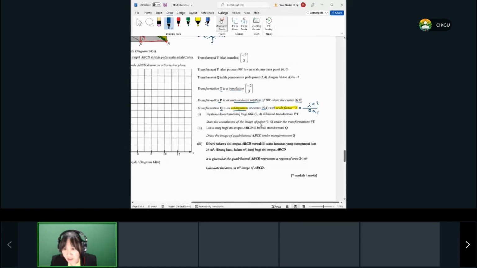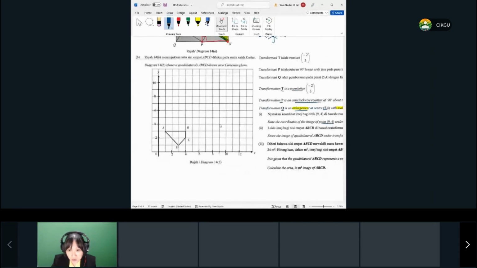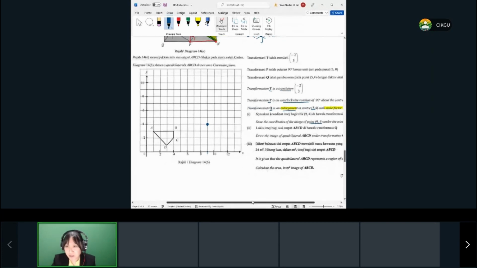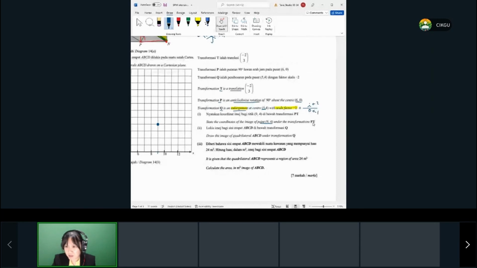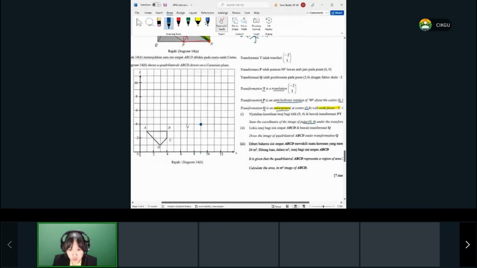State the coordinate of the image of point (9, 4). That means they want you to start from this point. Where is (9, 4)? Here. So start from that point. What do they want? They want the transformation PT. That means you need to do T first. T is a translation of (-2, 3). So do T first. -2 and 3, this way and this way. So that means reach here already.